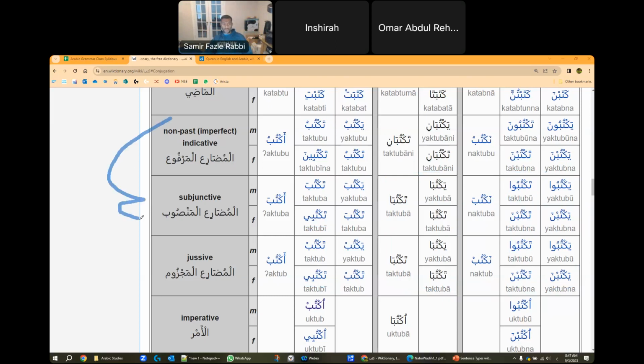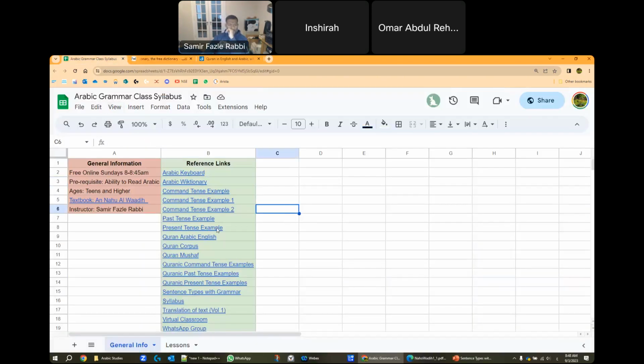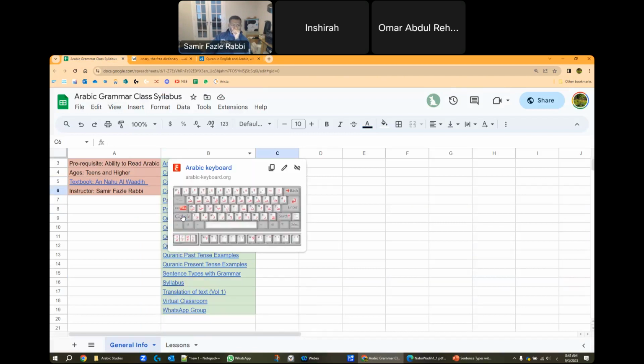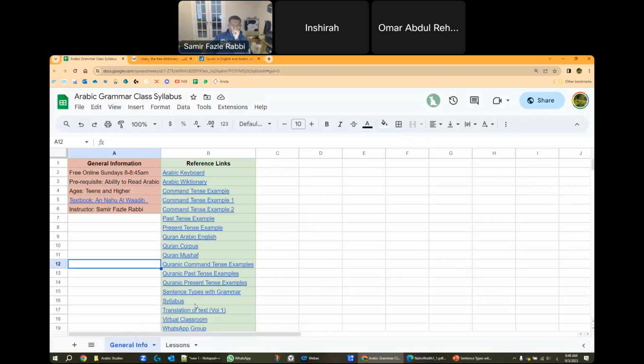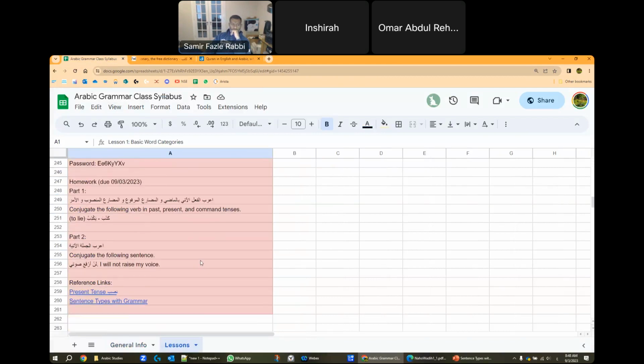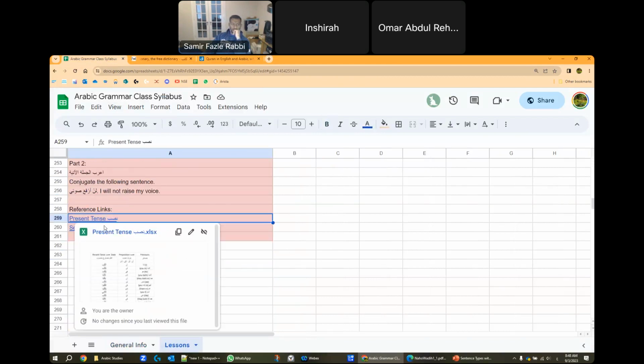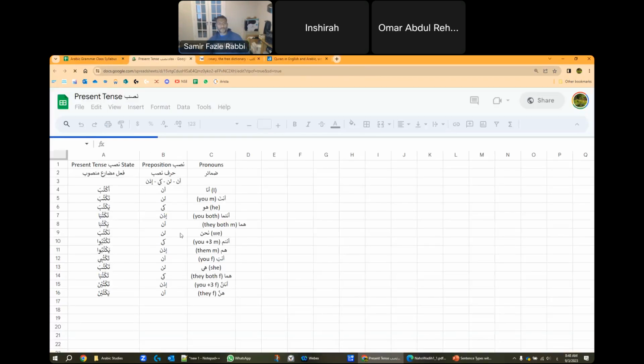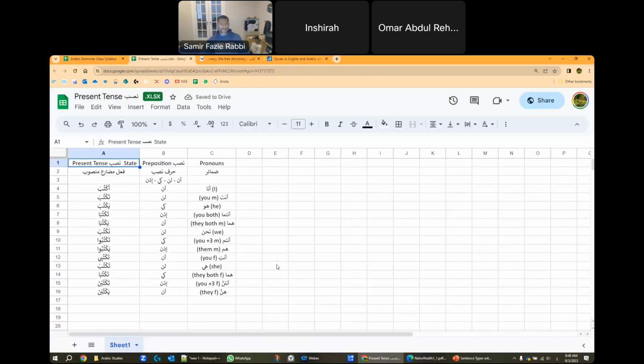So these are the three states we've covered for the mudari. This is, of course, amr, and this one is madi. I'll create a table. I already have a table from last time. Command tense, past tense, present tense. Oh, I did not put it here. It's in lesson 14, this one's present tense, nasab. I'll add another table similar to this.